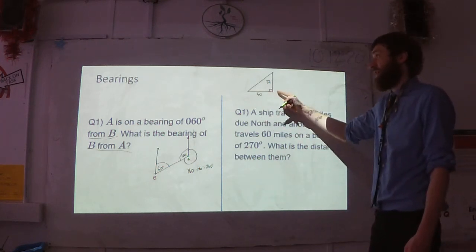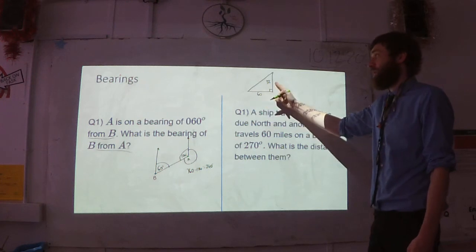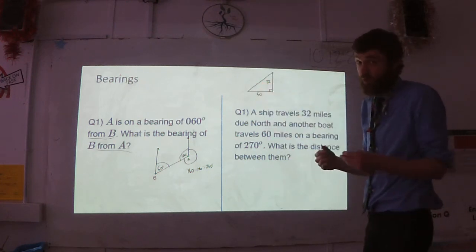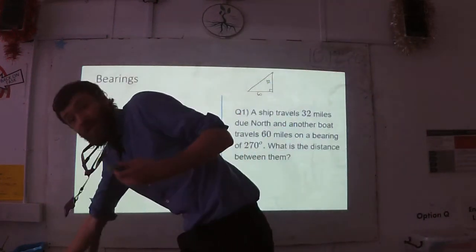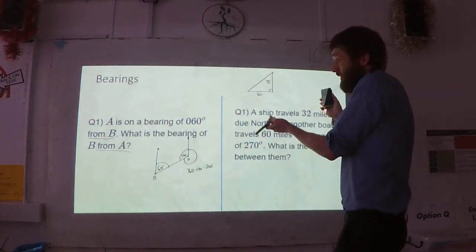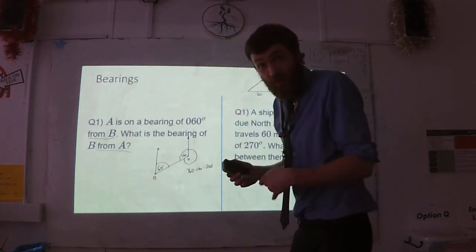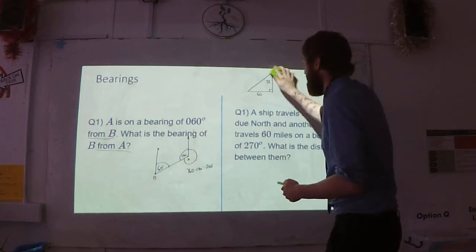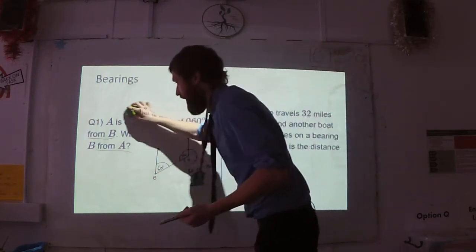Do you know that's 60 and that's 32. A squared plus b squared equals c squared. I'm not even going to do that for you because you know how to do it. Okay, so that's an example of how bearings can be combined with, let's say, Pythagoras or even SOHCAHTOA. Okay, if they gave you an angle, another angle there.